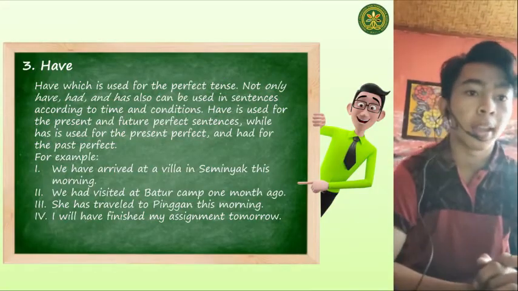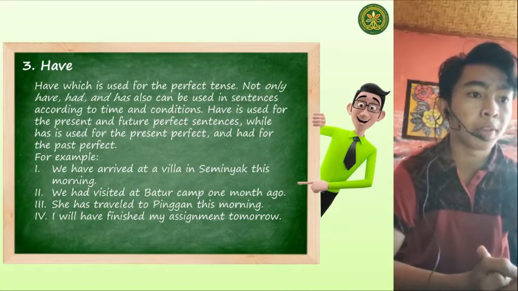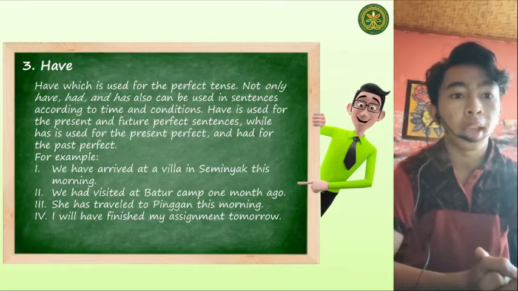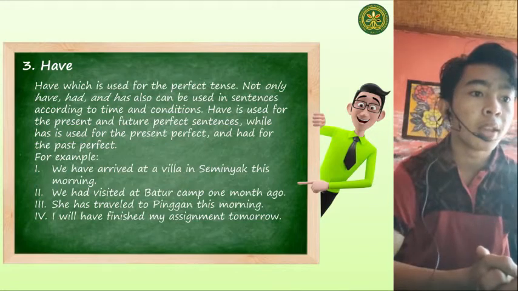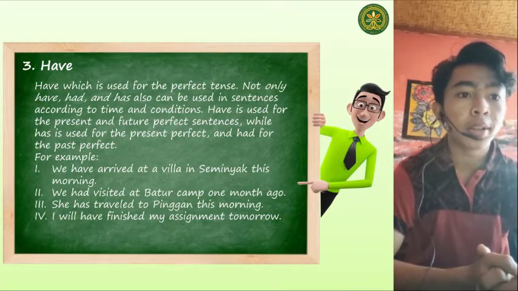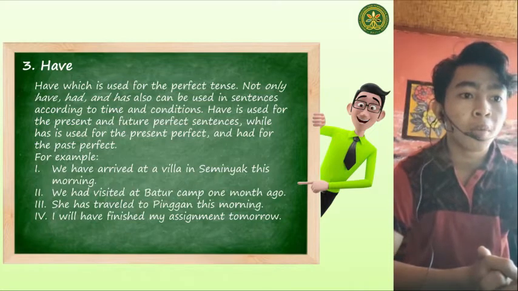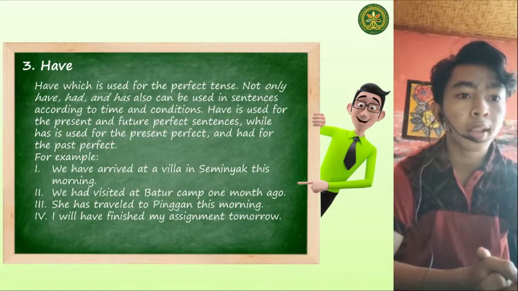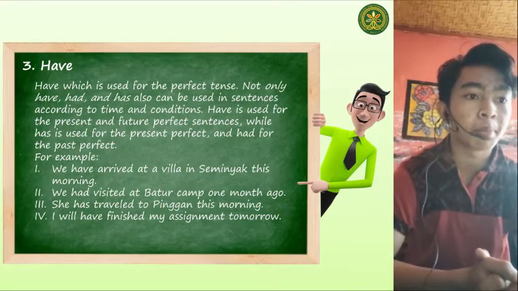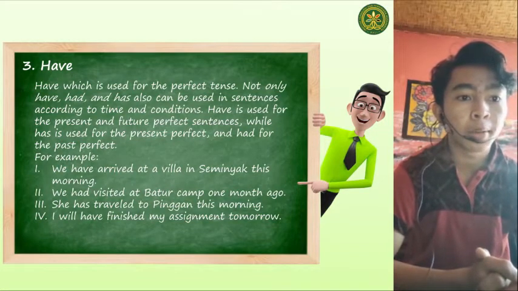Next, have, which is used for the perfect tense. Not only have, but has and had can also be used. Have is used for the present and future perfect tense, has is used for the present perfect, and had for the past perfect.